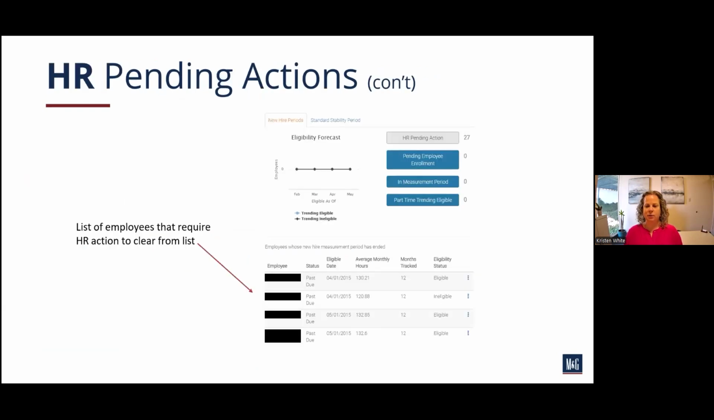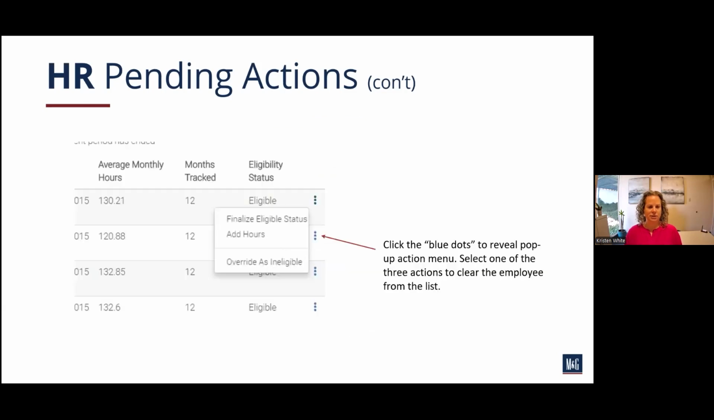This lists all the employees that completed their measurement period, but the eligibility status has not been finalized by you, the admin user. So you want to go through each employee and finalize their eligibility status. Okay, so to do that on their row, you'll see these little blue dots here, and that pops up the menu. If you see anybody marked ineligible, but you know they had more hours, you don't see all 12 months populated, then you can go back and do the add hours and then go through those steps again. But for others, you can go ahead and finalize their status.